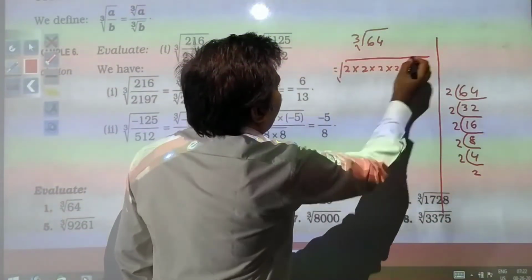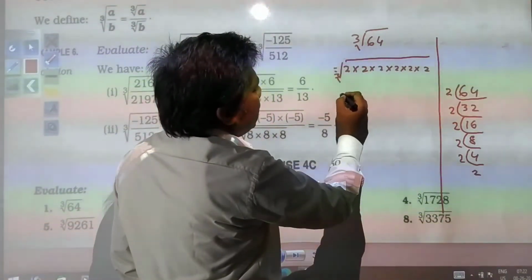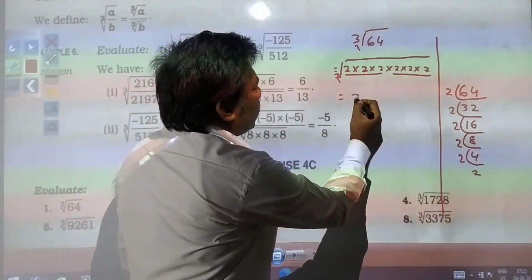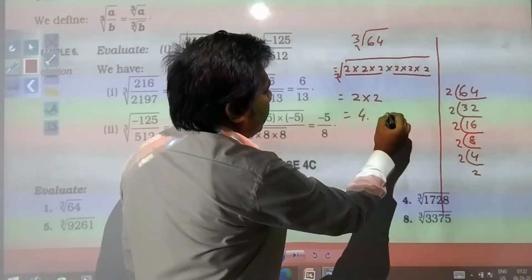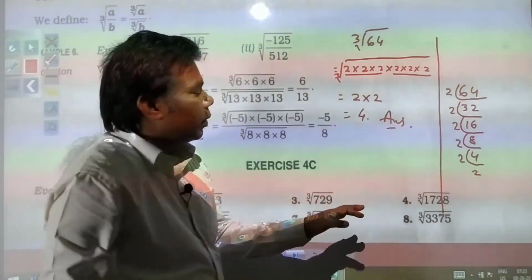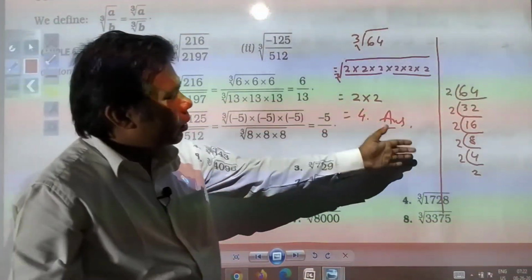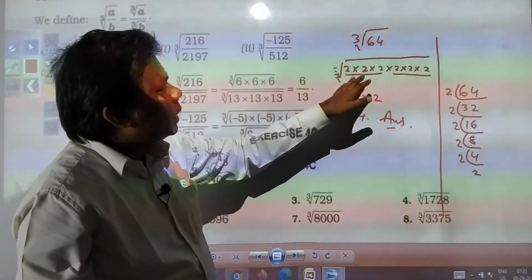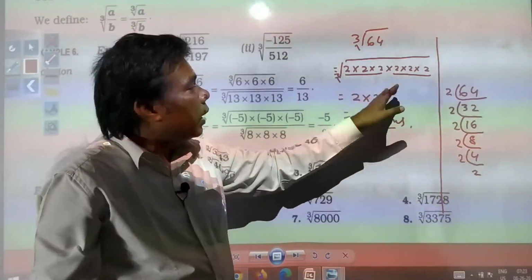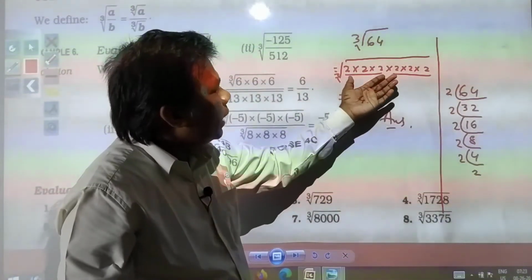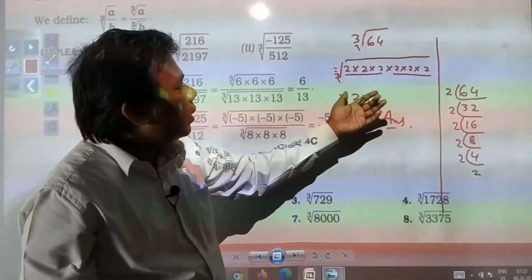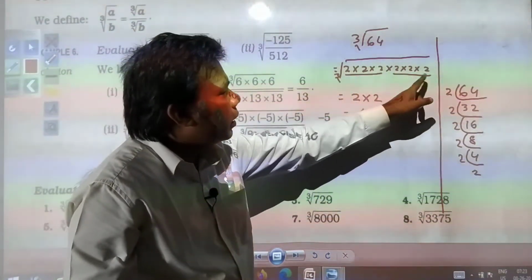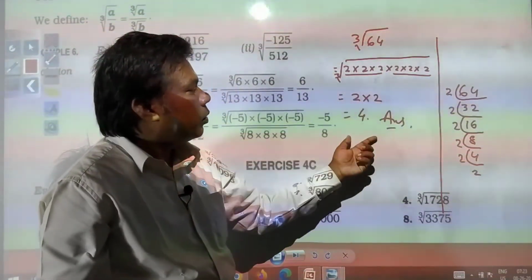And the cube root of this means you have 2 triplets of 2. So this will be 2 into 2, and your answer will be 4. In this way, this is required to be done in each and every question. You need to find the prime factors of the given number. That number is expressed as the product of primes. Then we see how many triplets there are, and finally one digit is taken from each triplet, and the product of all of them will be your answer.